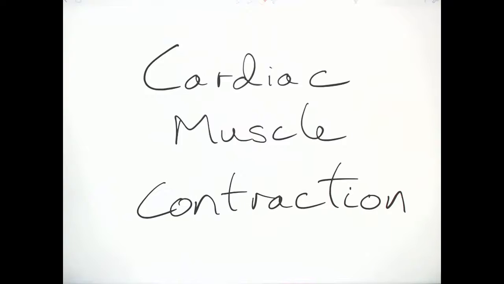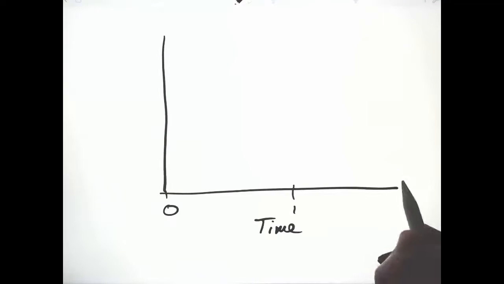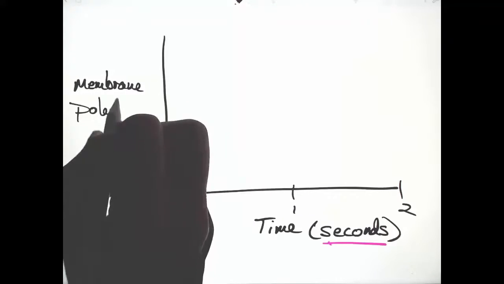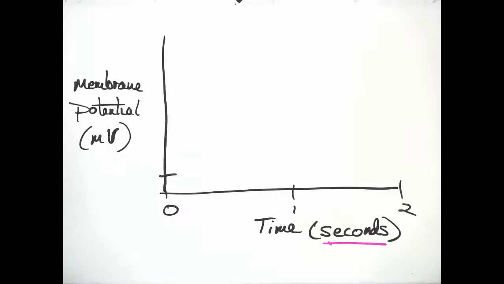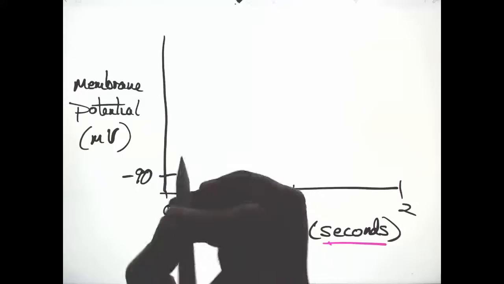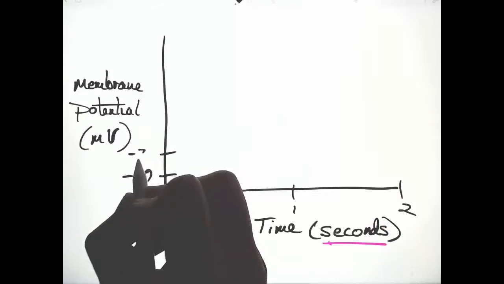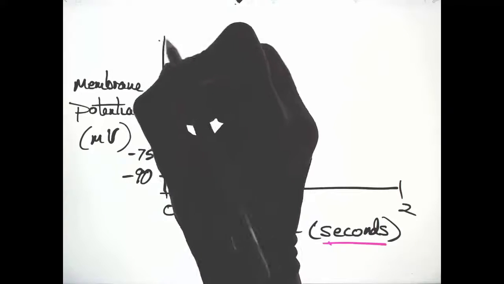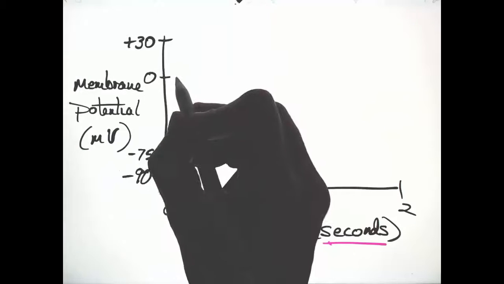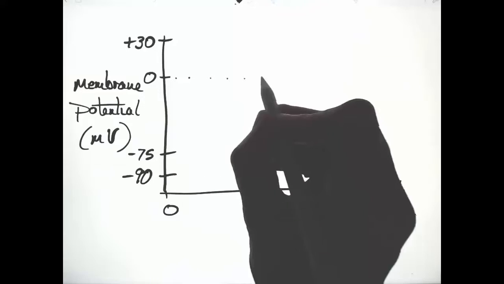Cardiac muscle cells, or cardiac myocytes, differ from skeletal muscle cells in having a long, sustained depolarization. Cardiac muscle cells have a resting membrane potential of around minus 90 millivolts, a threshold of around minus 75, and they reach a peak of about plus 30 millivolts. We're also going to care about what happens at 0 millivolts.